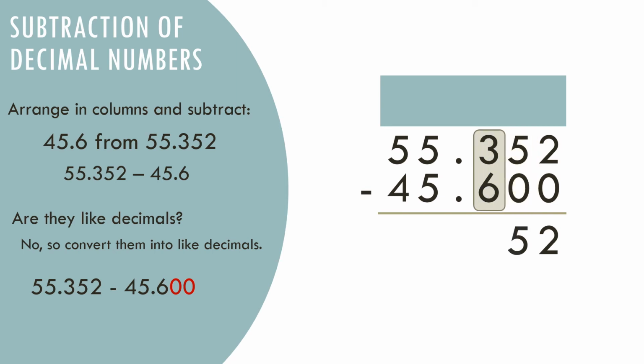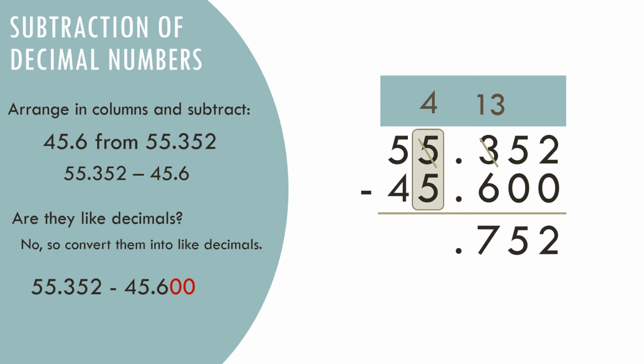Then subtract 3 minus 6. But 3 minus 6 is not possible, so take 1 from 5, so cut 5 and write 4, and subtract 13 minus 6 is equal to 7, so write 7 below the line. Then write the decimal sign as it is.